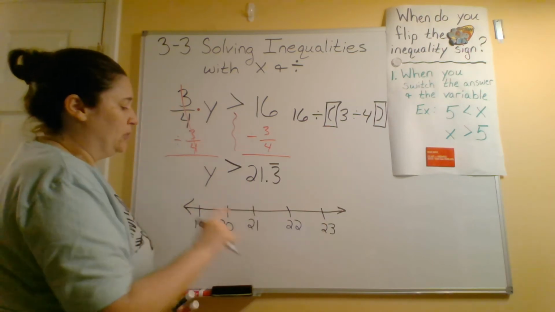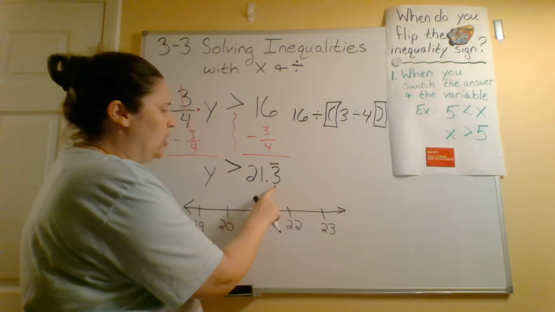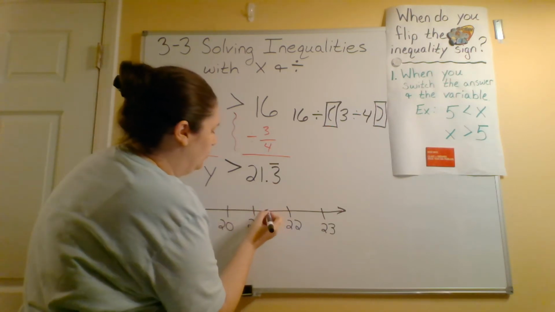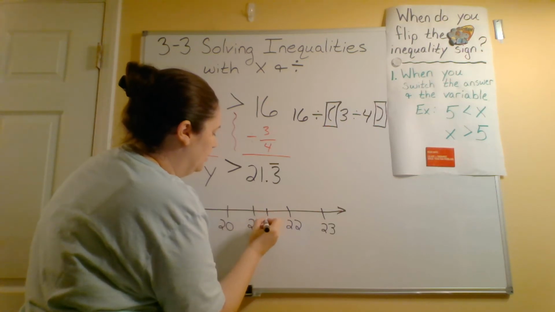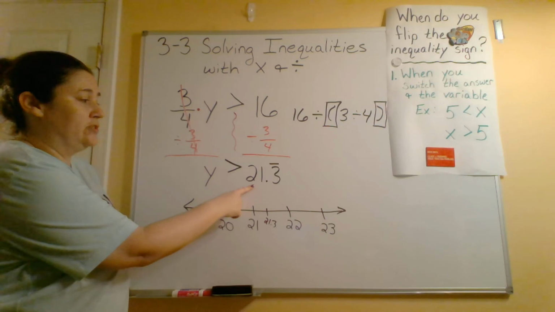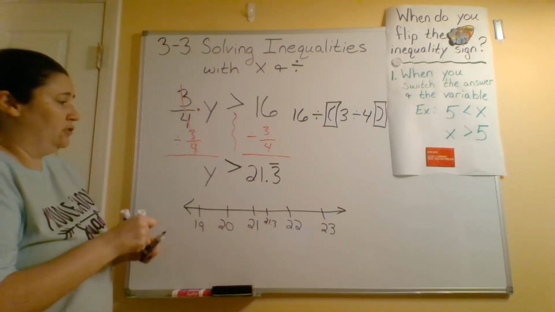So 21.3 would be somewhere between 21 and 22. It's not quite halfway. 21.5 would be halfway. So 21.3 would be right about here. So you find the two integers that surround your decimal, estimate where it would be, and then graph it.